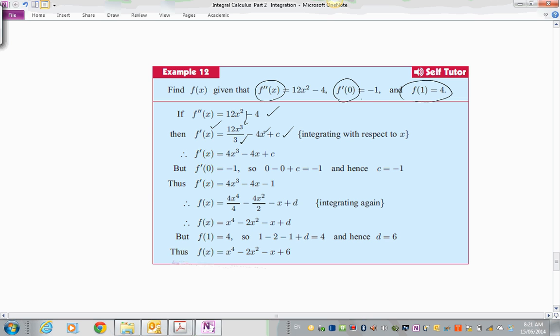Now we can use this information down here to actually evaluate that c. So this says when x is 0 in these holes, the answer is negative 1. So put x is 0 in there, plus c is negative 1. And so we've been able to get a unique expression for the derivative. There it is there.